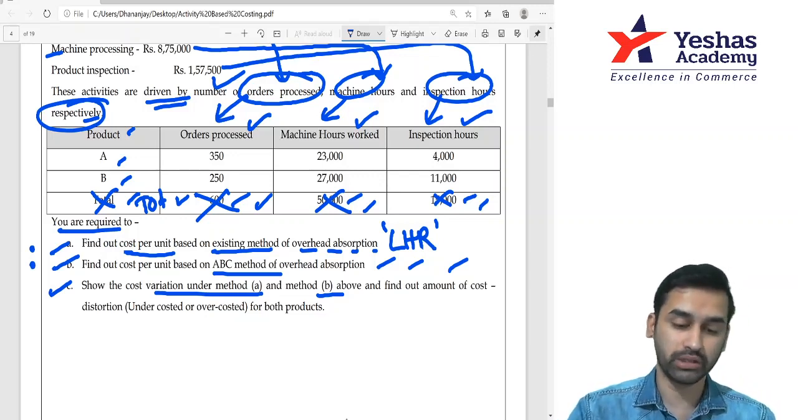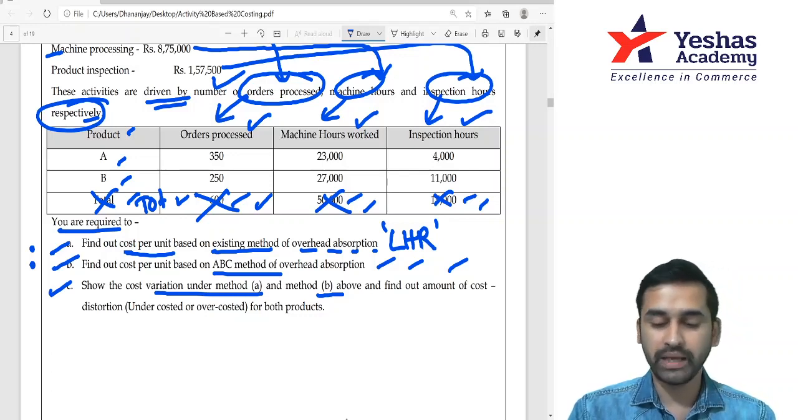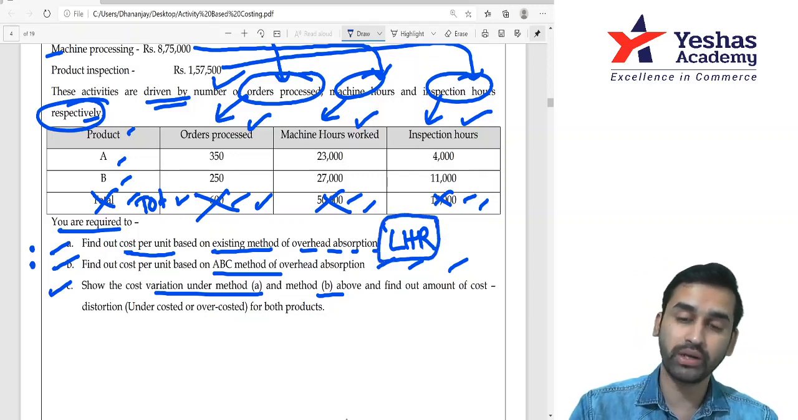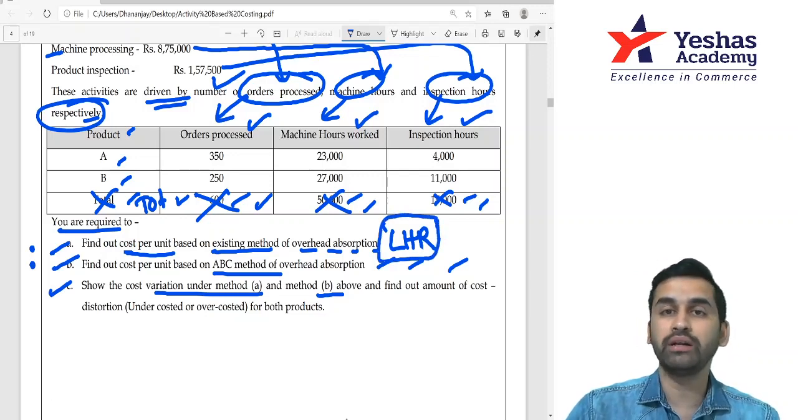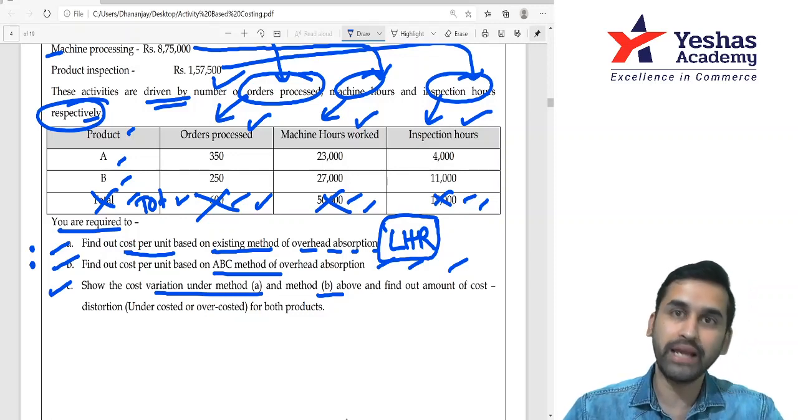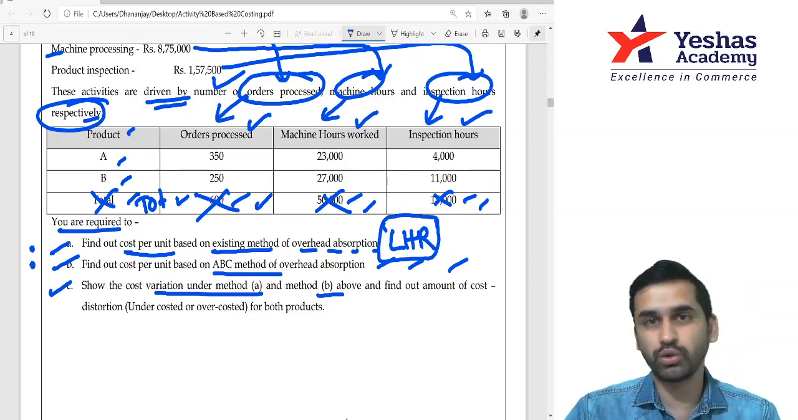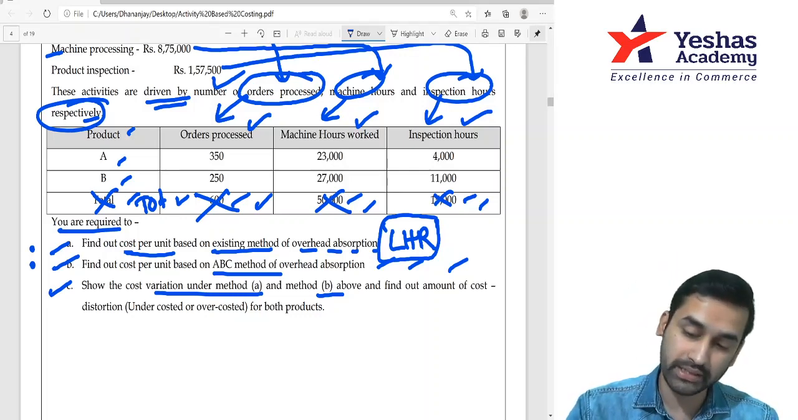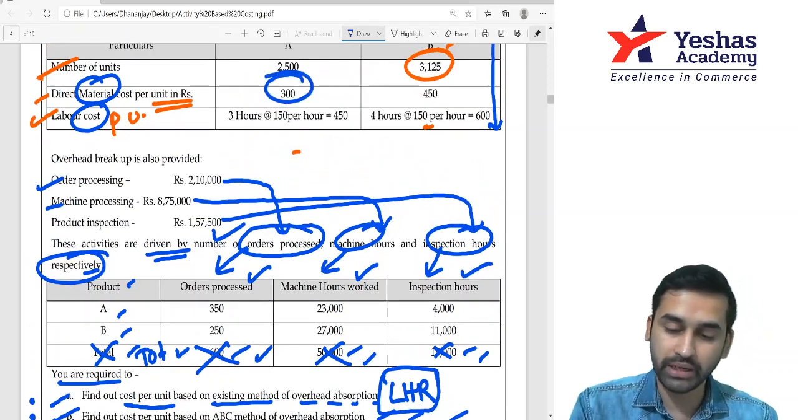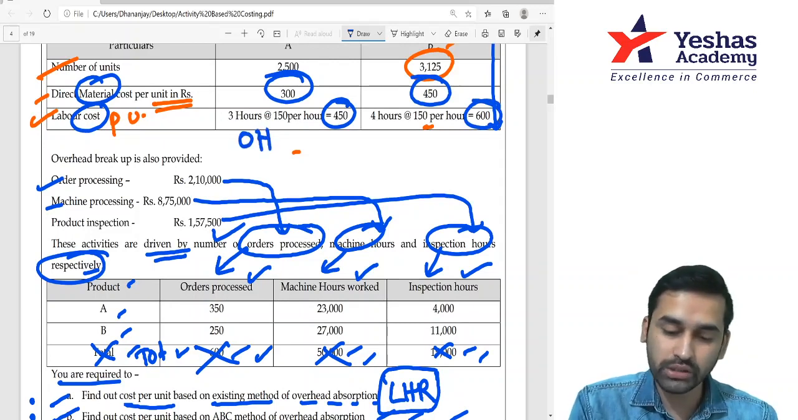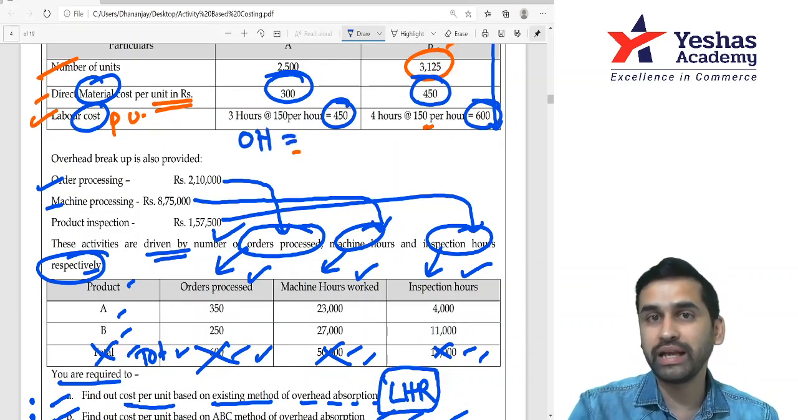How to solve this? What is the first thing they want us to do? Find out cost per unit based on existing method of overhead absorption. What is the existing method? Estimating overhead based on labor hour rate. Labor hour rate. That means first you should calculate LHR. Then you should calculate cost per unit based on LHR. Now LHR is used only for overhead estimation. Material cost and labor cost is anyway given in the question. Yes, where is that, sir? First table, 300 rupee material, 450 labor, 450 material, 600 labor. Only thing you need to do is overhead. How to do overhead? Based on LHR.